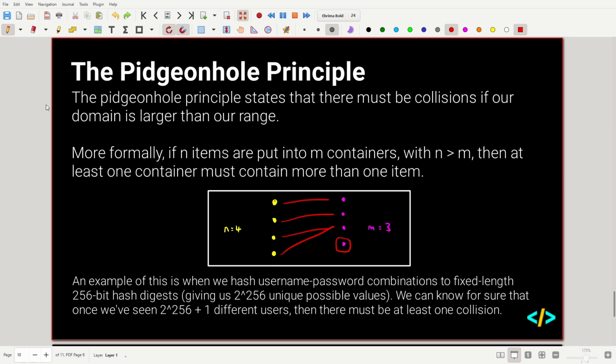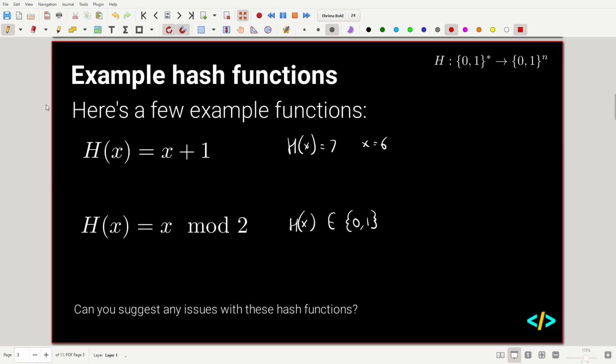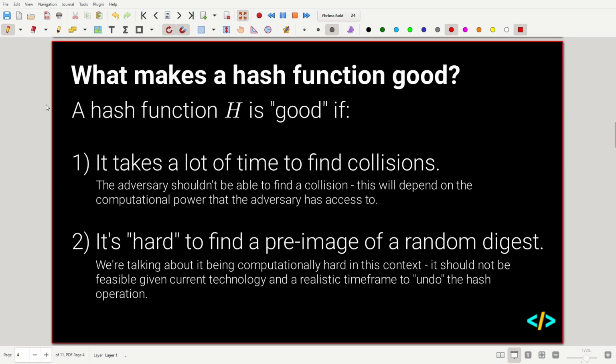So the idea is, even if we have the same n and m, there could still be collisions, if our hash function isn't well designed, and if our inputs are controllable by an adversary. Going back to this, it takes a lot of time to find collisions, and it's hard to find a pre-image. So this is that reversibility, and this is people being able to find 2 inputs that map to the same output, because both of these compromise the security of a good hash function.